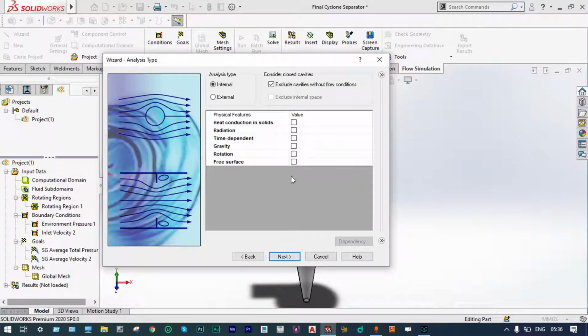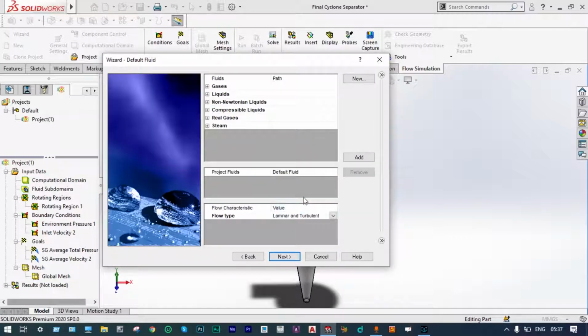Next, it is an internal analysis. We're excluding cavities without flow conditions. It is not heat conduction in solids, so we will not consider that. In this analysis, gravity is a very important part, and the direction of gravity is Y. So along Y it will be minus 9.81 meter per second squared, and along the Z component it will be 0. As we are providing one fan for better performance of this Cyclone Separator, we have to consider rotation here.